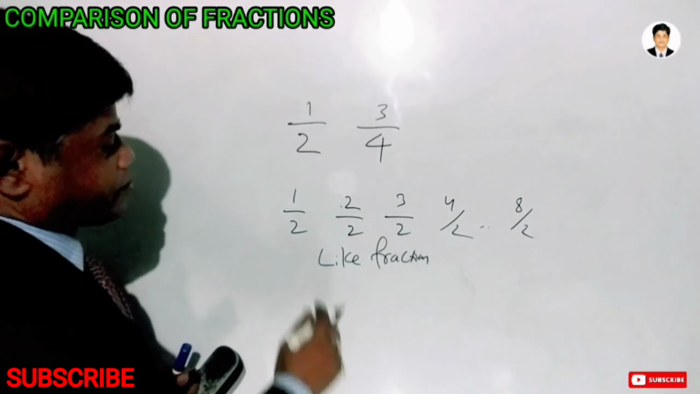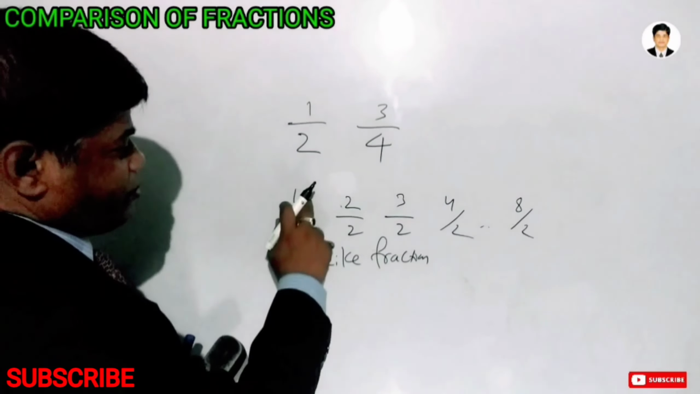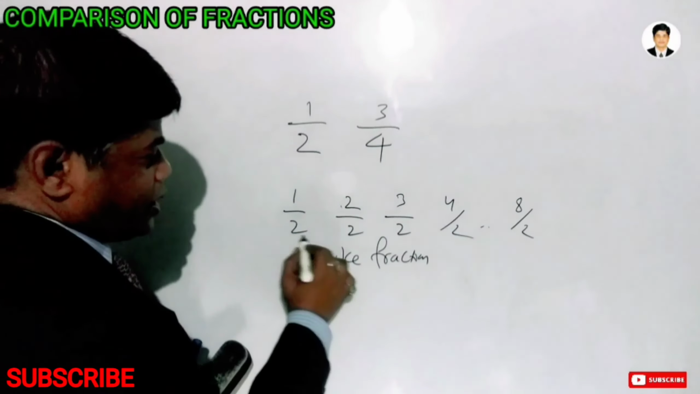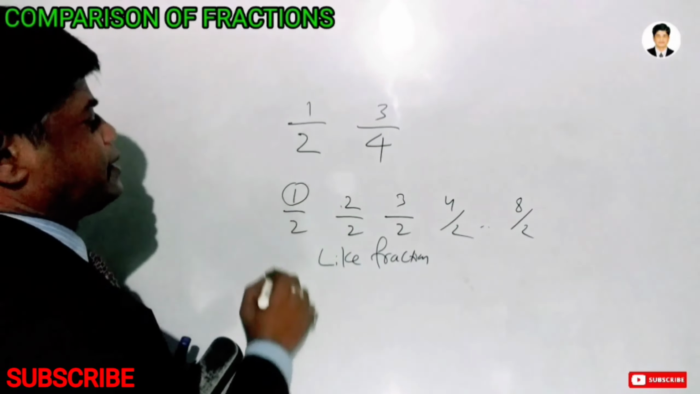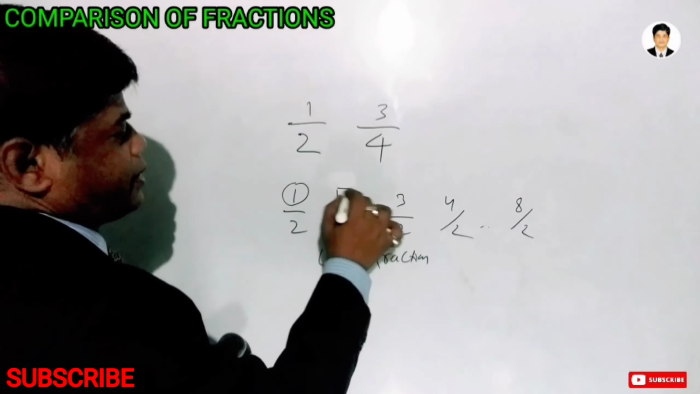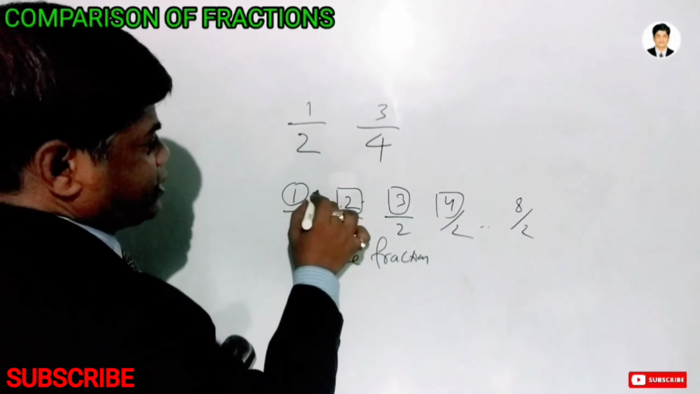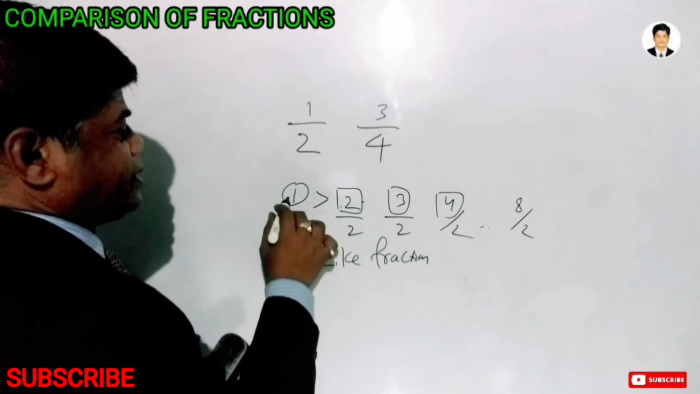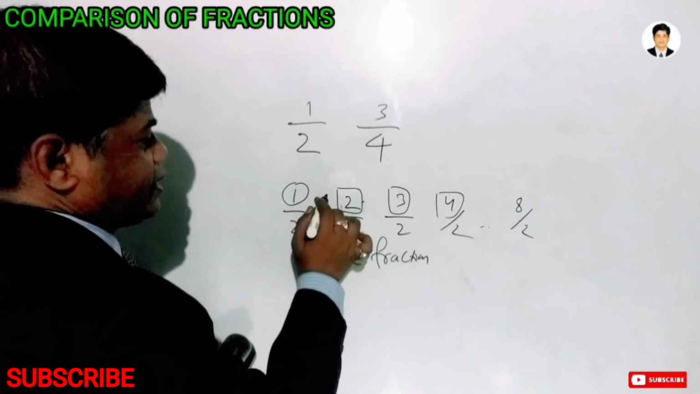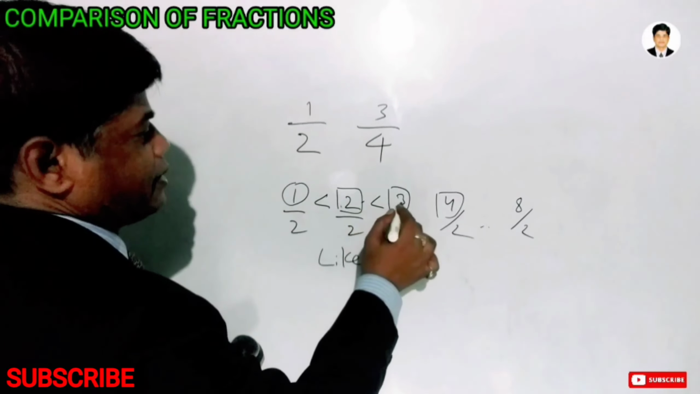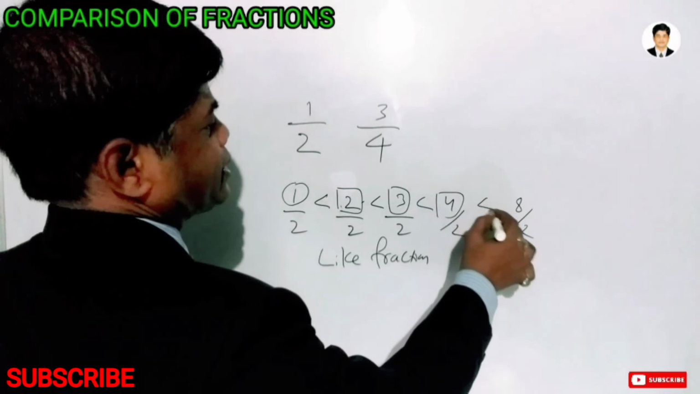How to compare? Here 1 by 2 is there. The denominator is the same, but the numerator is lesser here. One is lesser than 2, 2 is lesser than 3, 3 is lesser than 4, 4 is lesser than 8.